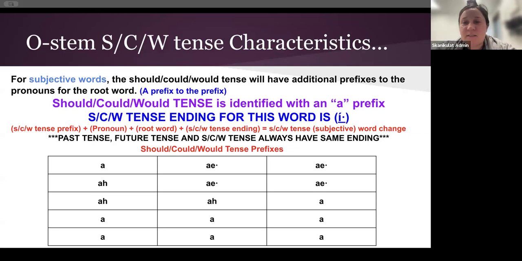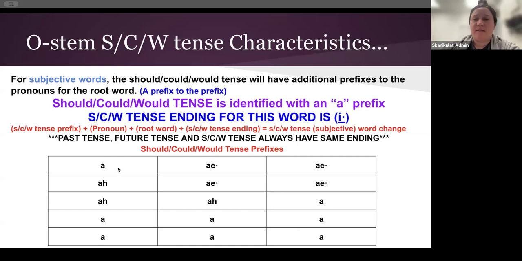The should, could, or would tense is always identified with an A, or an AE drag, or an AH, but essentially it's an A. So the ending for this word is an I. How do we get our verb conjugation? You have your prefix, you have your pronoun, you have your verb root, and then you have your ending, and that is your verb conjugation. And so the three tenses, past, future, should, could, or would, all share the same ending.